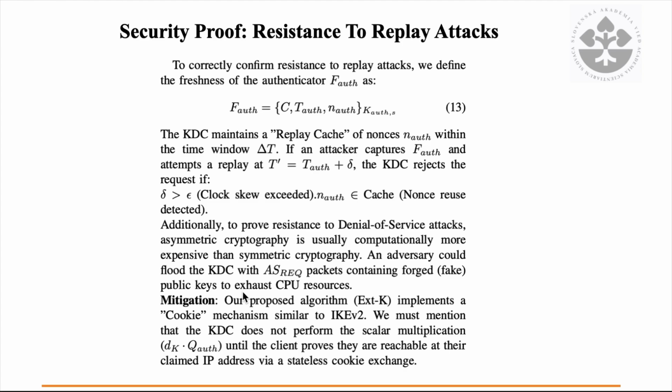Additionally, one important thing is to prove resistance to denial of service attacks. Asymmetric cryptography is usually computationally more expensive than symmetric cryptography. An attacker could flood the KDC with AS request packets containing forged or fake public keys to exhaust the CPU resources. So as a mitigation technique, we can implement a cookie mechanism similar to IKE version 2. And also we must mention that the KDC does not execute the scalar multiplication until the client proves that they are reachable.